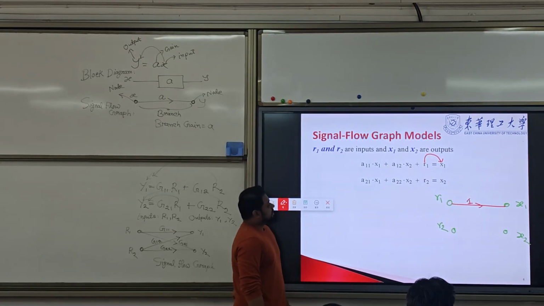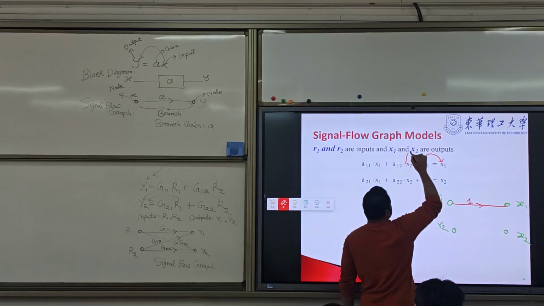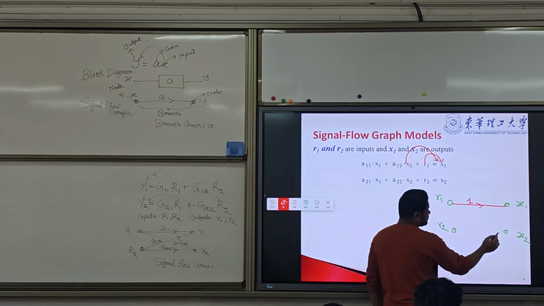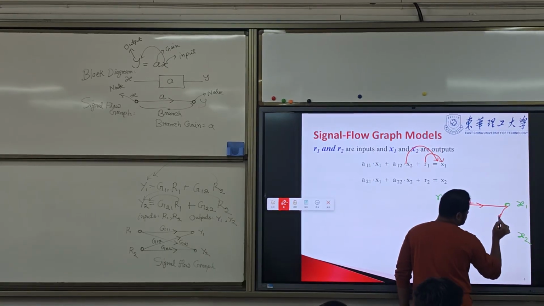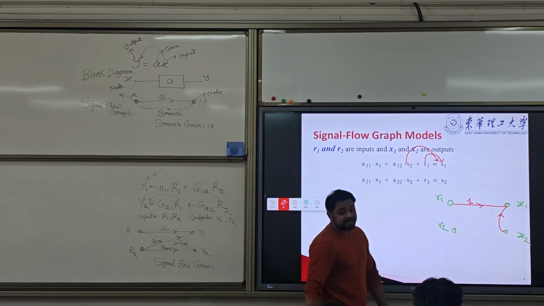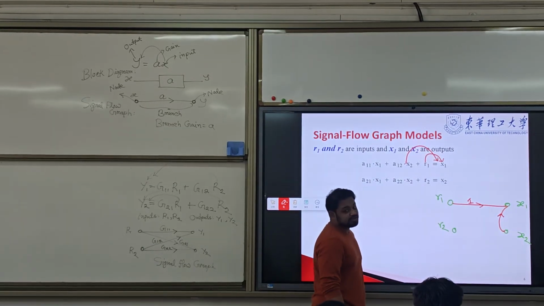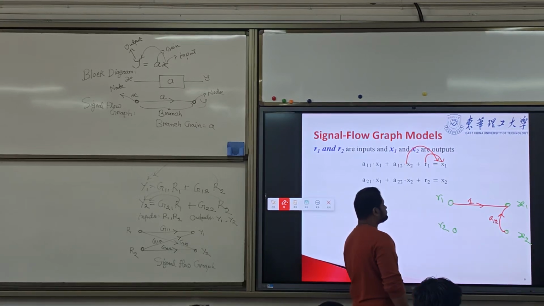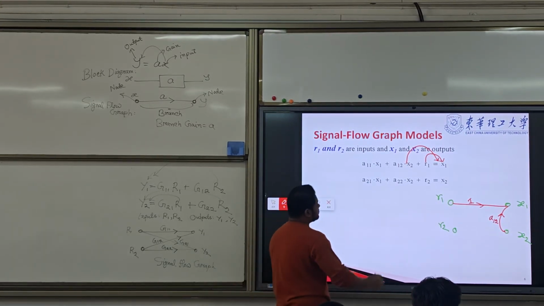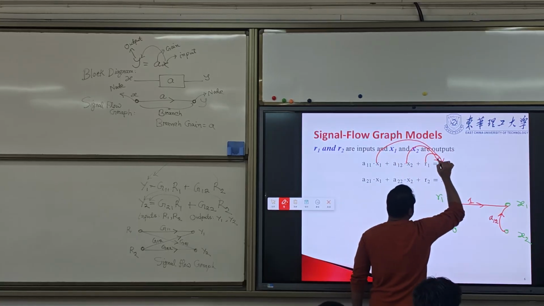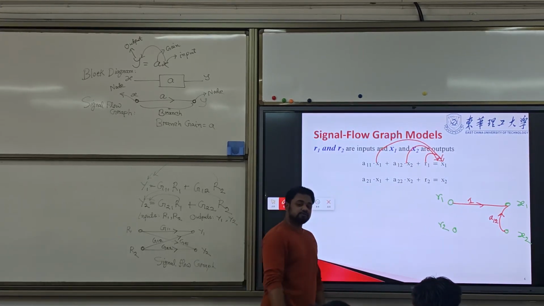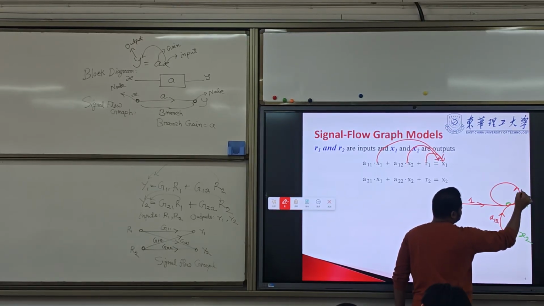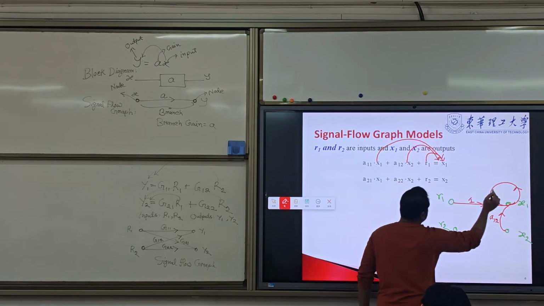Second, X2 is flowing to X1. Where is X2? Here. X2 is flowing to X1 in this direction with the gain A12. Third one, X1 is flowing to X1. That means here X1 is flowing to X1 with the gain A11.